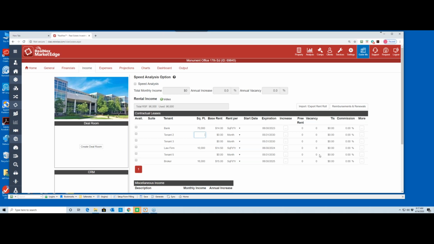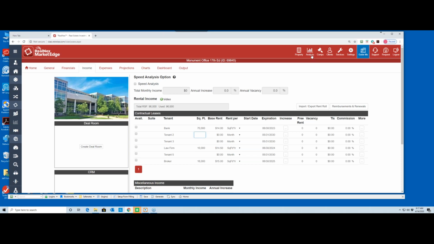We could specify some vacancy associated with each particular lease. What I've actually done in this example is have a vacancy rate that kicks in. It's called a general vacancy rate that just kicks in because we don't know necessarily which one of these tenants might leave before the lease is up, or when the lease expires, how long it's going to take for that lease to be renewed.